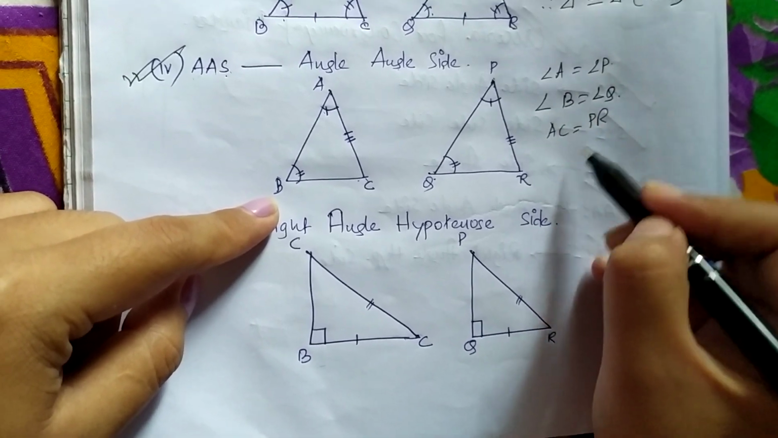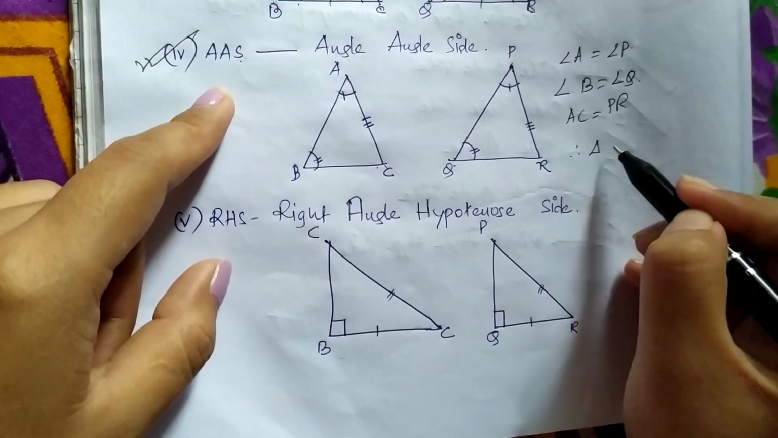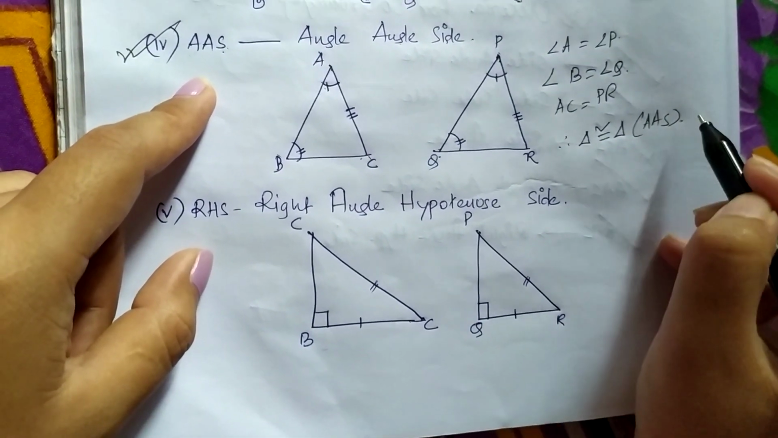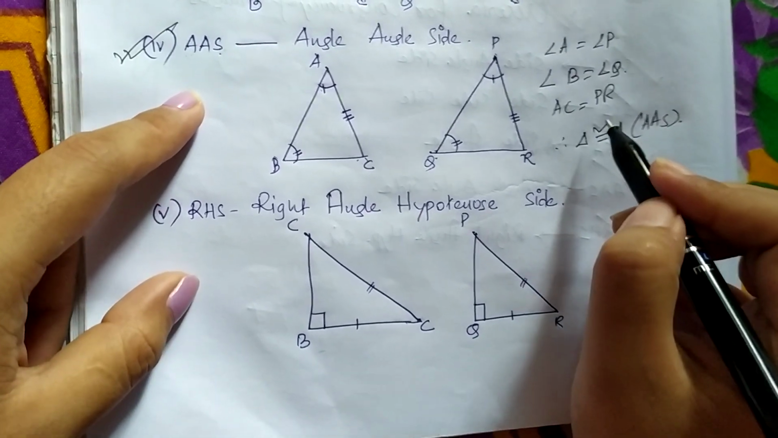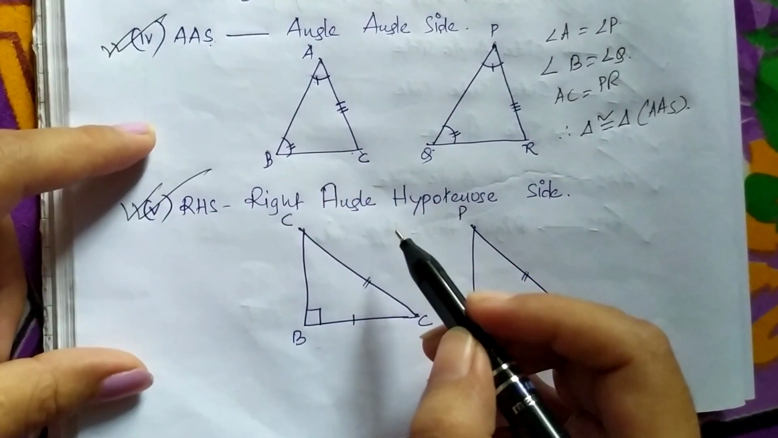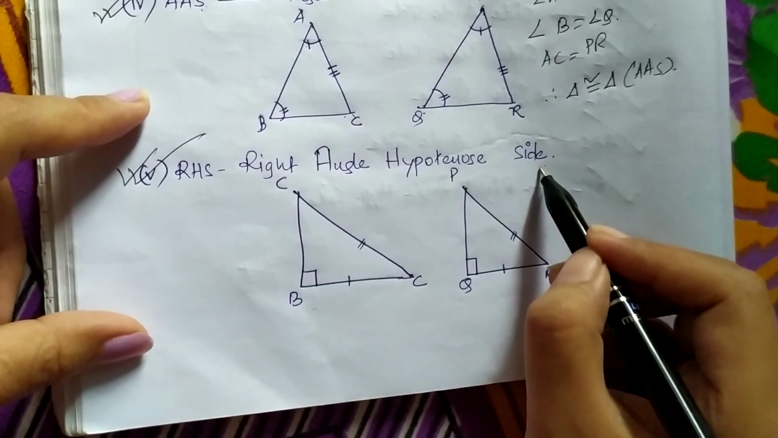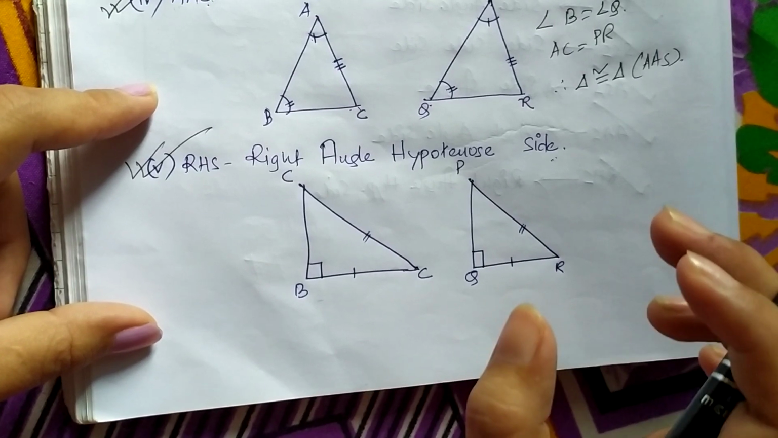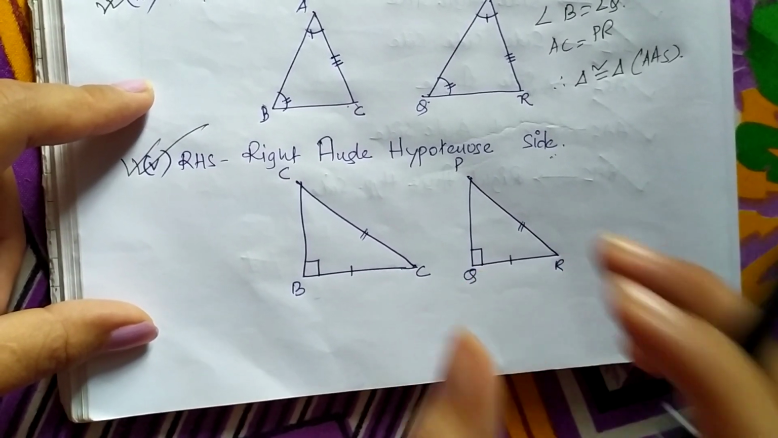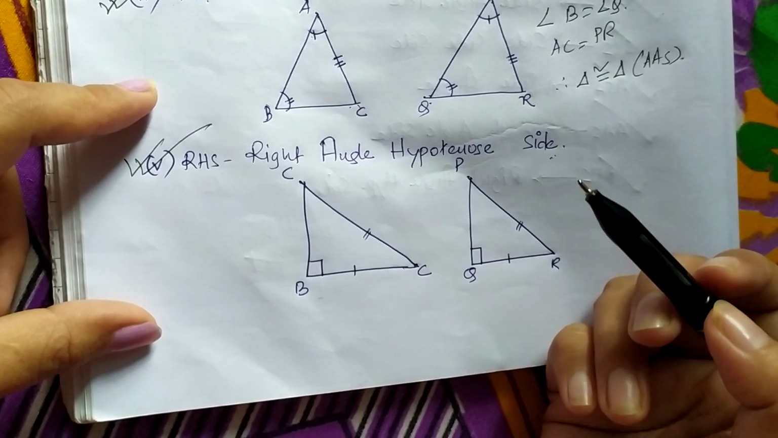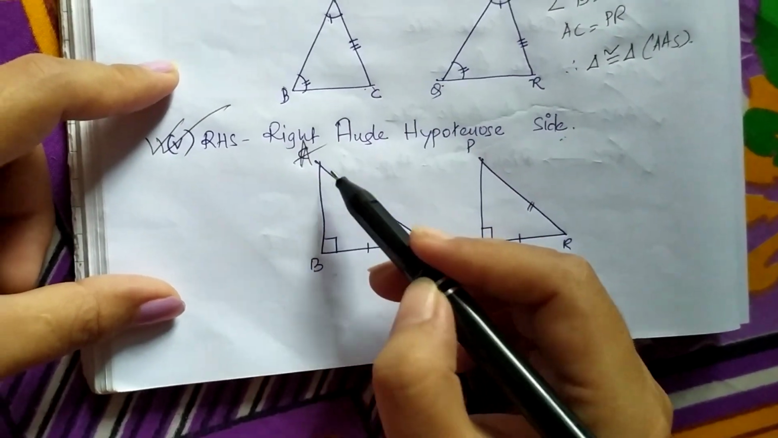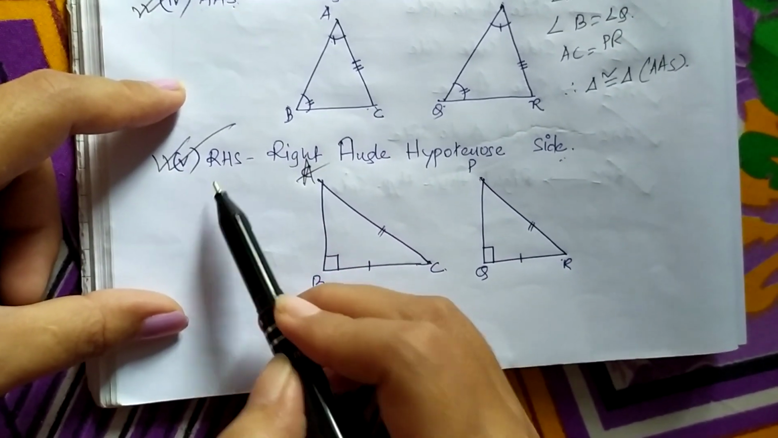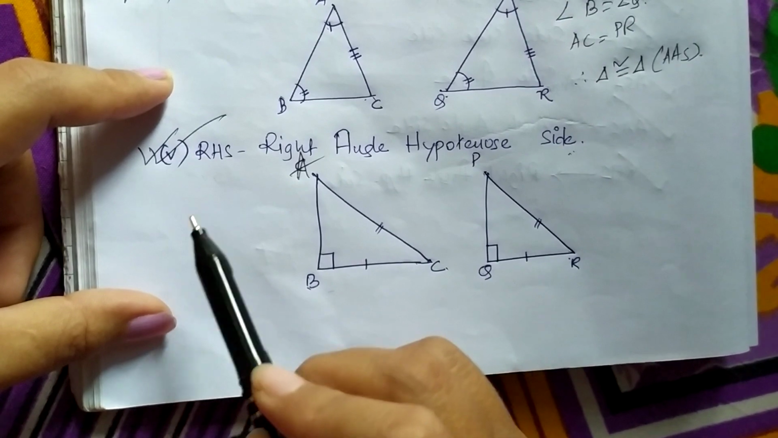So as we have satisfied these three things, by the fourth rule we can say that the two respective triangles are congruent by the AAS rule. Okay, I hope it is clear. Now moving on to the last rule, which is the RHS rule, that is right angle hypotenuse side. For this, the question must carry, or the triangles which we are given must be right angle triangles. Here we have right angle triangles ABC and PQR.